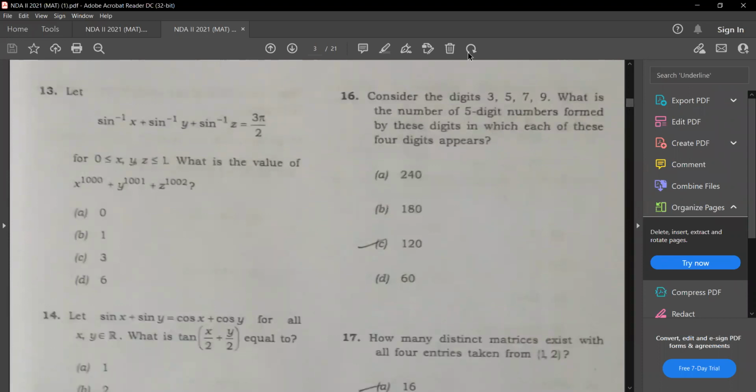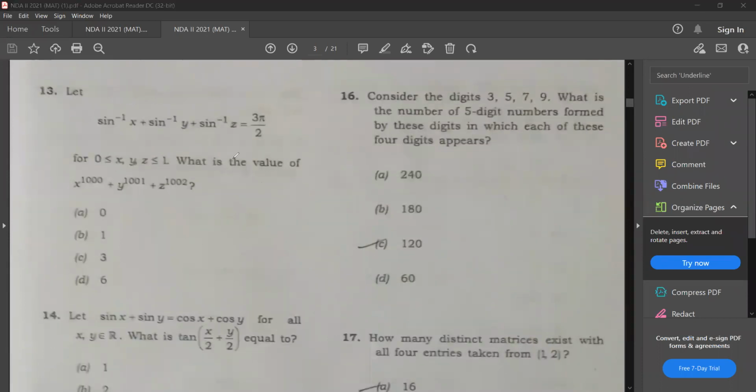Let sine inverse x plus sine inverse y plus sine inverse z be equal to 3 pi by 2, for 0 less than x, y, z less than or equal to 1. What is the value of x raised to 1000 plus y raised to 1001 plus z raised to 1002? The options are 0, 1, 3, 6. So how to proceed with this?